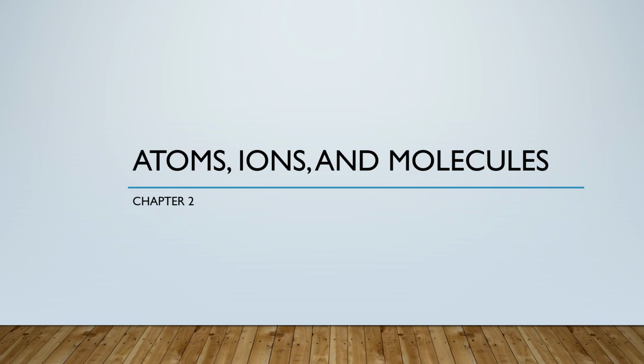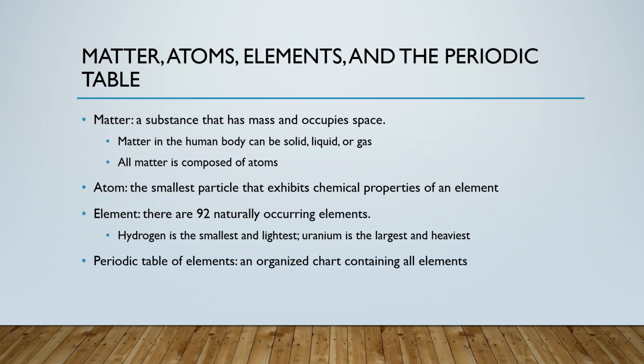In this discussion, we're going to be talking about Chapter 2, Atoms, Ions, and Molecules. Matter is anything that has mass and takes up space. In the body, matter exists as solids, such as bones and organs, liquids, such as blood and lymph, and gas, such as oxygen and carbon dioxide.